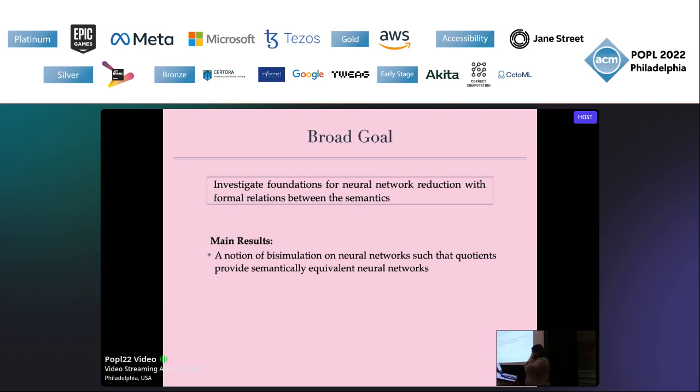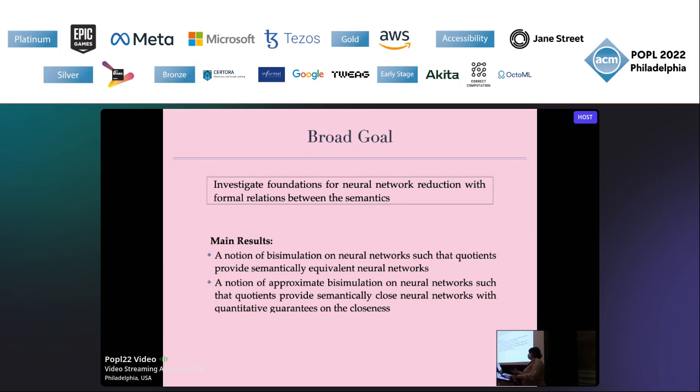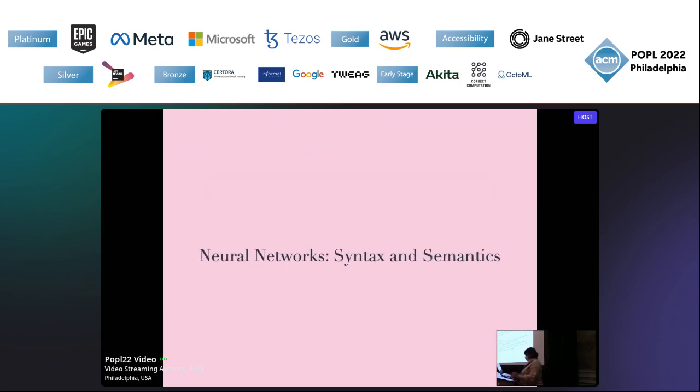We define a notion of bisimulation for neural networks such that when we look at the quotient neural networks, they're semantically equivalent to the given neural network. And then we relax the notion of bisimulation to an approximate notion, wherein we don't get semantic equivalence, but some kind of semantic closeness. So let me start with a very brief overview of the syntax and semantics of neural networks, because the whole talk depends on that. And I will motivate this work in the context of safety verification for autonomous systems.